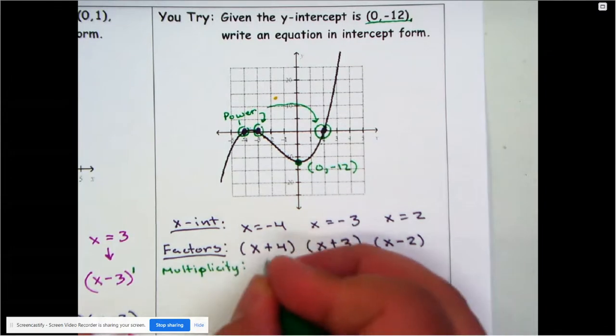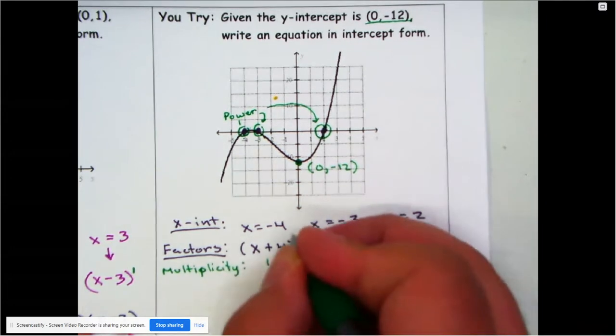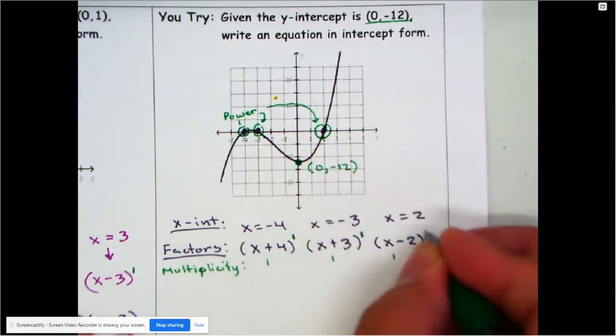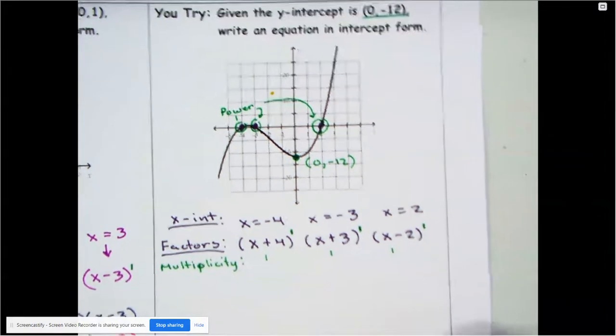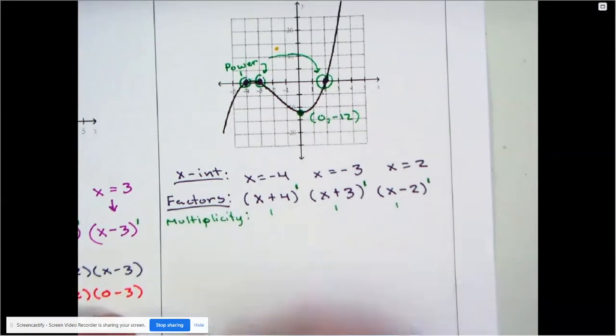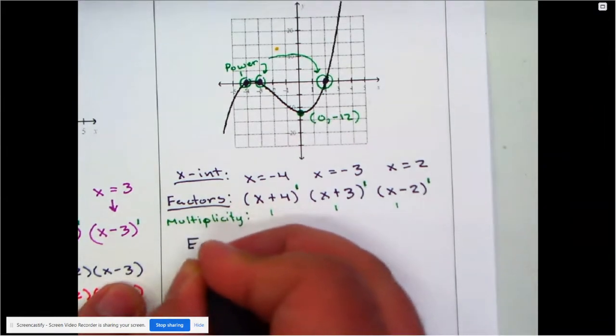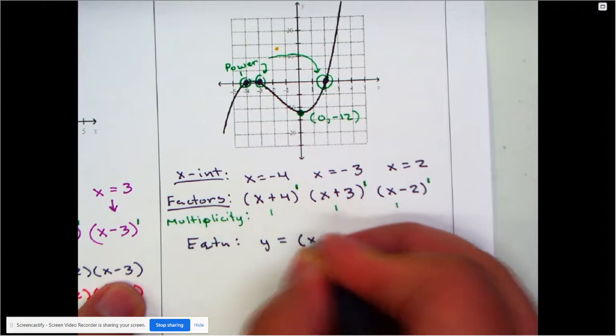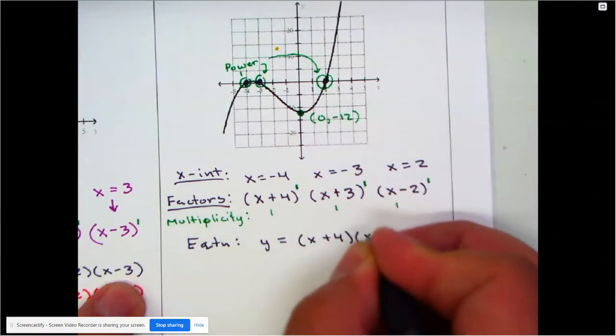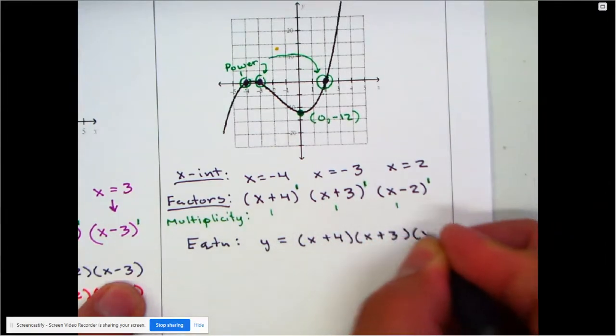So my multiplicity for all of them is 1. Sorry, I should have just put it up here as a power instead. All of them have a power of 1. So I'm ready to start setting up my equation. When I'm setting up my equation for this one, we can start saying, all right, here's my equation. My equation is y equals a(x plus 4)(x plus 3)(x minus 2).